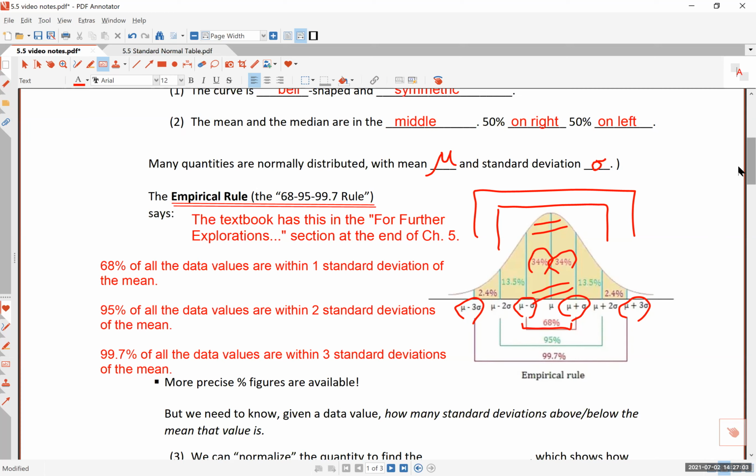This is called the empirical rule. All of these 3 things together are called the empirical rule, or, using the percentages, sometimes referred to as the 68, 95, 99.7 rule.